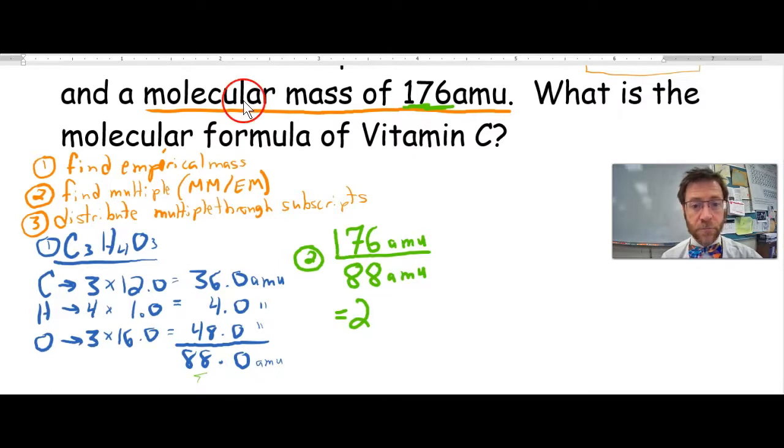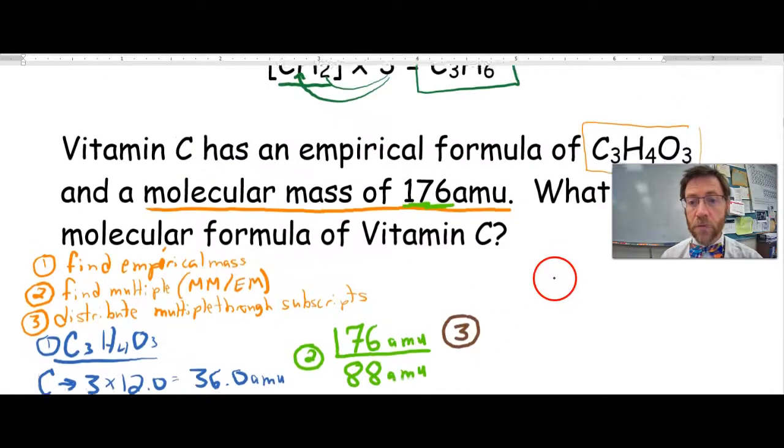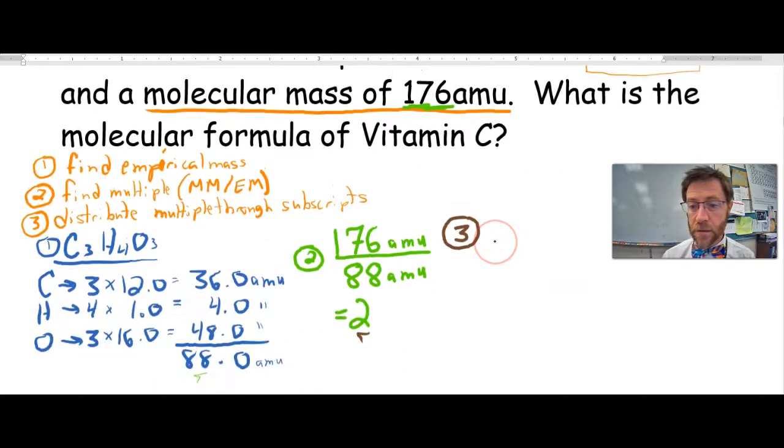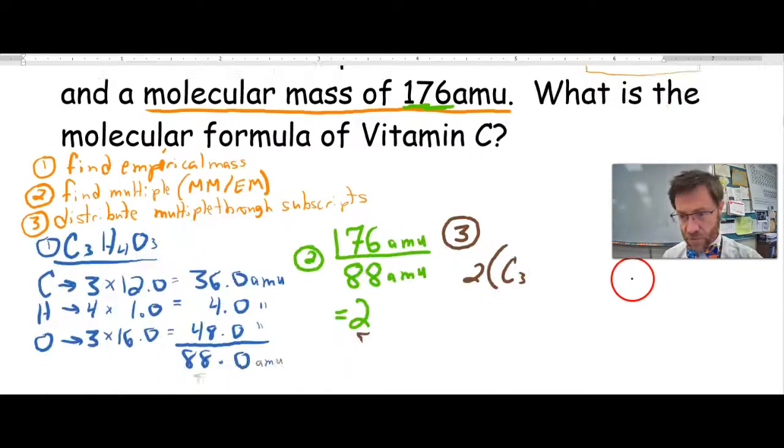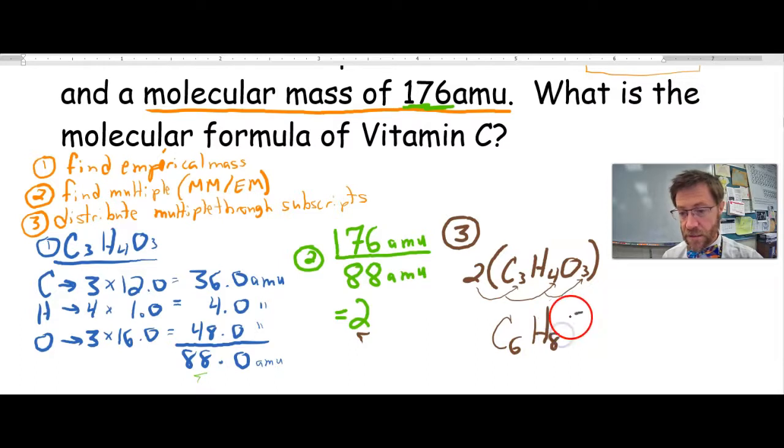And then the third thing I'm going to do is distribute this 2 through the empirical formula, which is C3H4O3. Right? So it's going to be 2 times that. And now I'm going to distribute this 2 throughout the coefficients to get my final answer of C6H8O6. That's the chemical formula for vitamin C, which I hope you all are getting enough of, especially as the spring comes to a close.